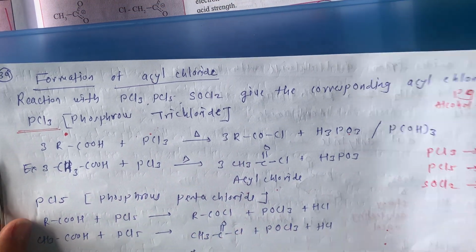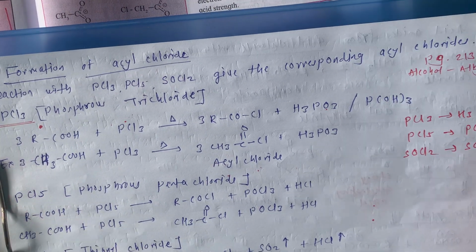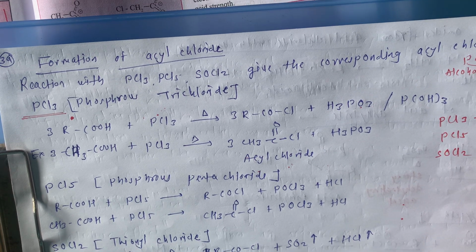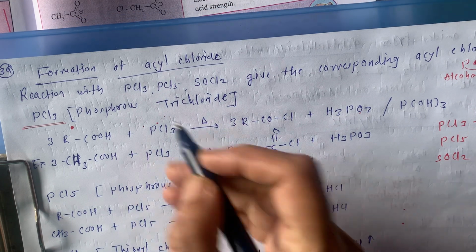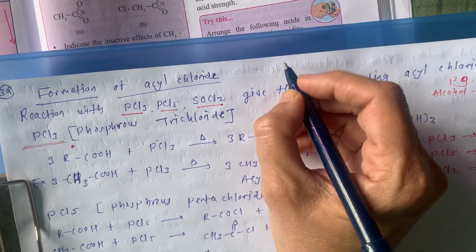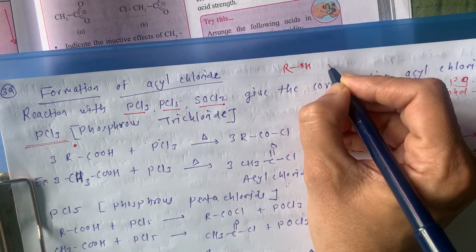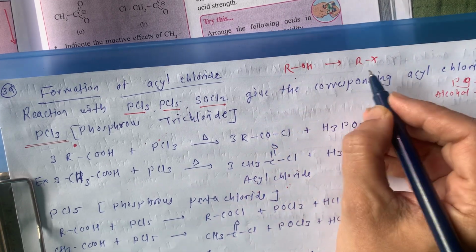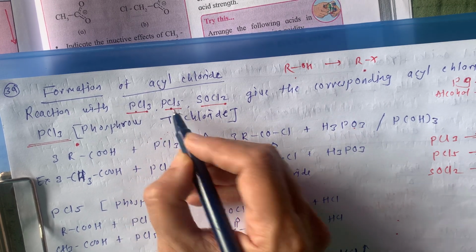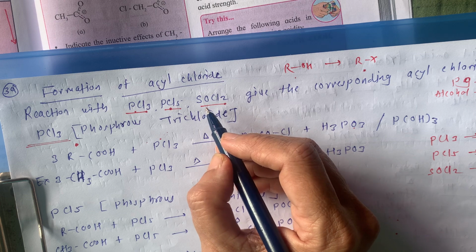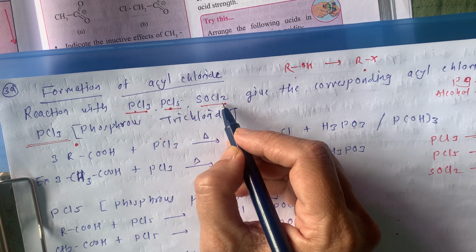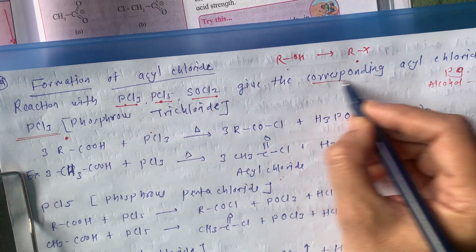Next is the formation of acyl chloride. This is nothing but our next reaction, or the chemical properties of the carboxylic acid group. We studied reaction with PCl3, PCl5, SOCl2 in alkyl halides also. In alkyl halides, ROH is converted into RX, that is, alcohol is converted into alkyl halide by using these reagents: phosphorus trichloride, phosphorus pentachloride and thionyl chloride. So this is PCl3, PCl5, SOCl2, and this gives the corresponding acyl chlorides.